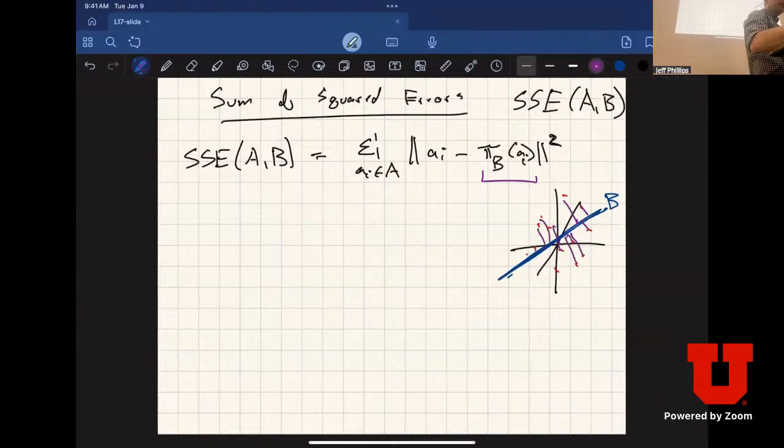These are the residuals of this projection. For each of those purple lines, I'm going to take that distance, square it, and add those up. That's my error. And so if this is a point A_i, this right here is the projection of A_i onto the subspace B. So it's still in R^d.